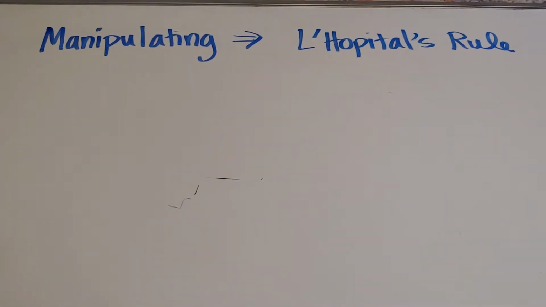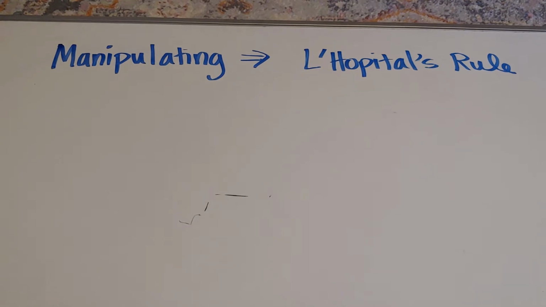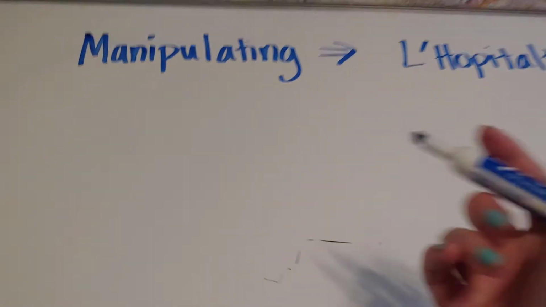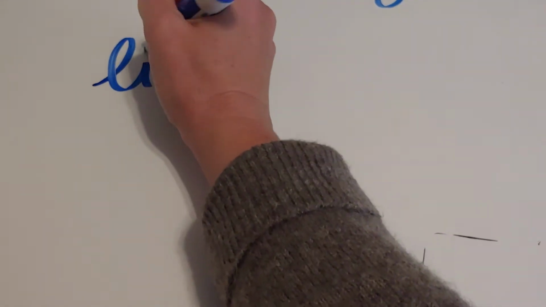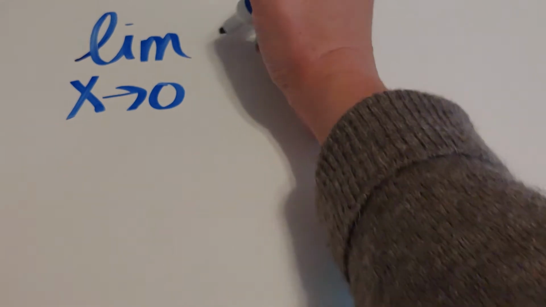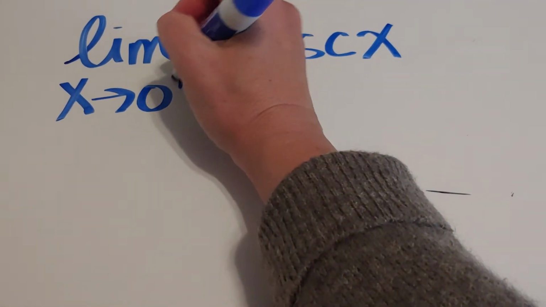All right, as you can see, this video is titled Manipulating, then L'Hopital's Rule. So basically, our goal is to have 0 over 0 or infinity over infinity. So what happens if the book gives us a problem that looks like this? And they probably have something like that.